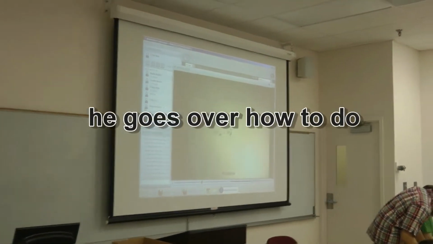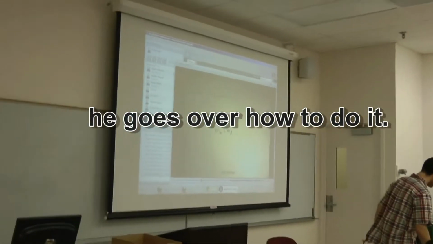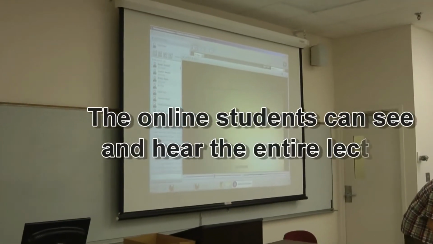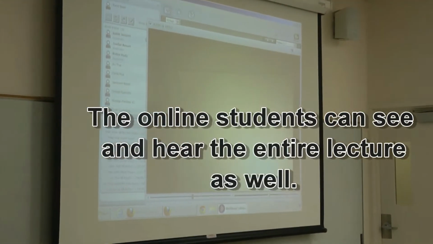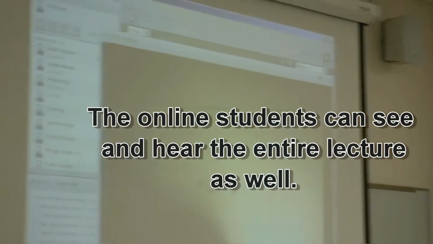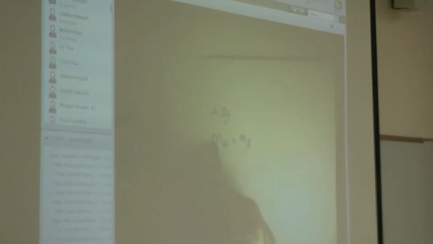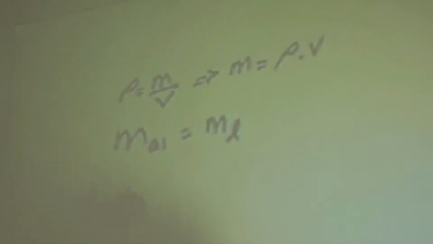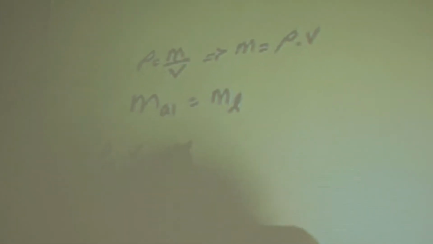So M aluminum is going to be equal to M lead. Now we have to express the mass of the aluminum in terms of the volume of aluminum and the rho. What is rho? Rho is equal to mass over volume. So if you want to find mass, it is equal to rho times V. So what I need to do here is say rho aluminum times V aluminum is going to be equal to what? Rho lead times V lead.